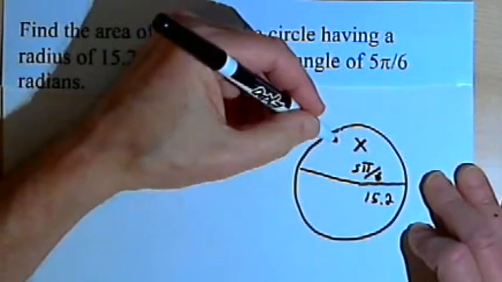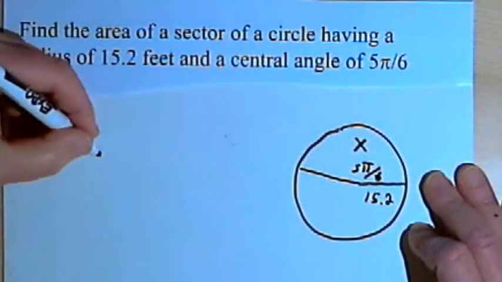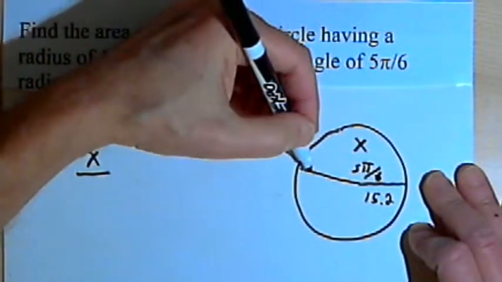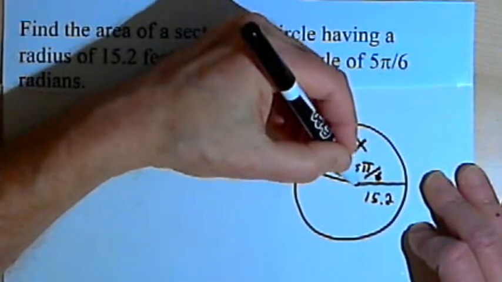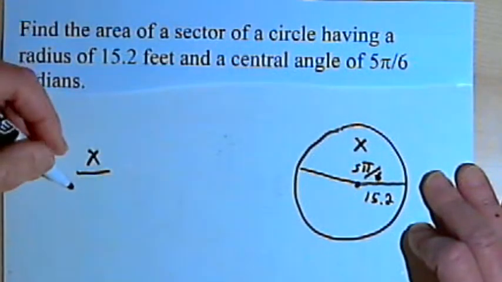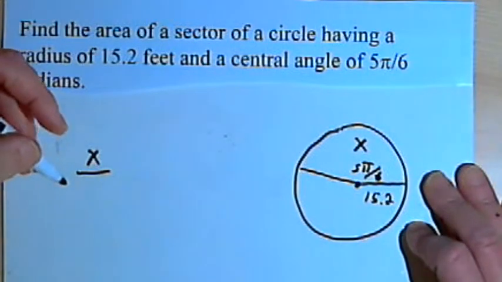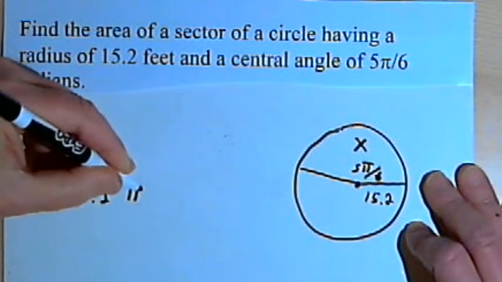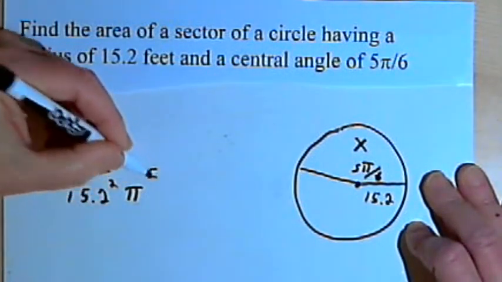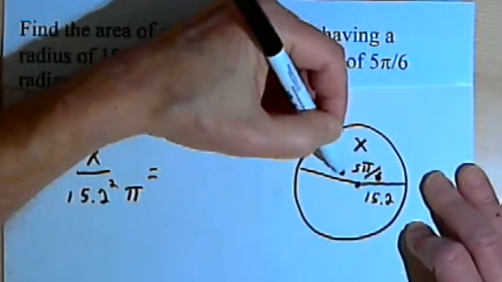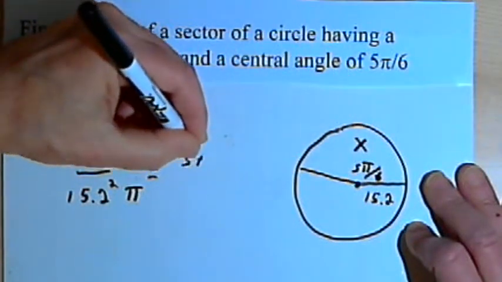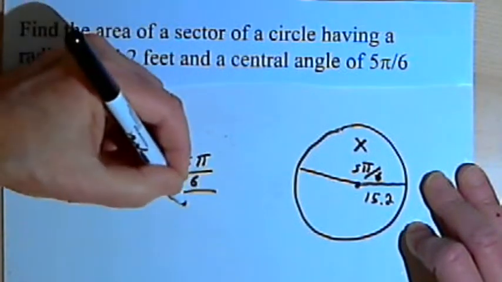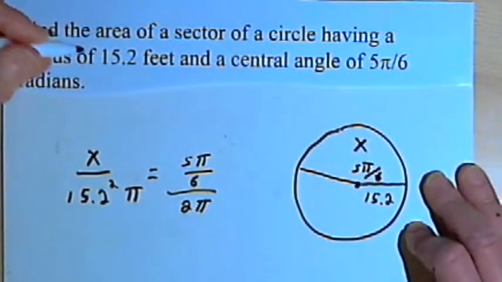So we'll do this exactly the same way, except we're dealing with radians. I'm going to have x over the area of the entire circle. So the radius for that circle is 15.2. I want pi r squared. I'm just going to say 15.2 squared times pi, and make that equal to the central angle, which is 5 pi over 6 divided by 2 pi, since we're dealing with radians and not degrees.